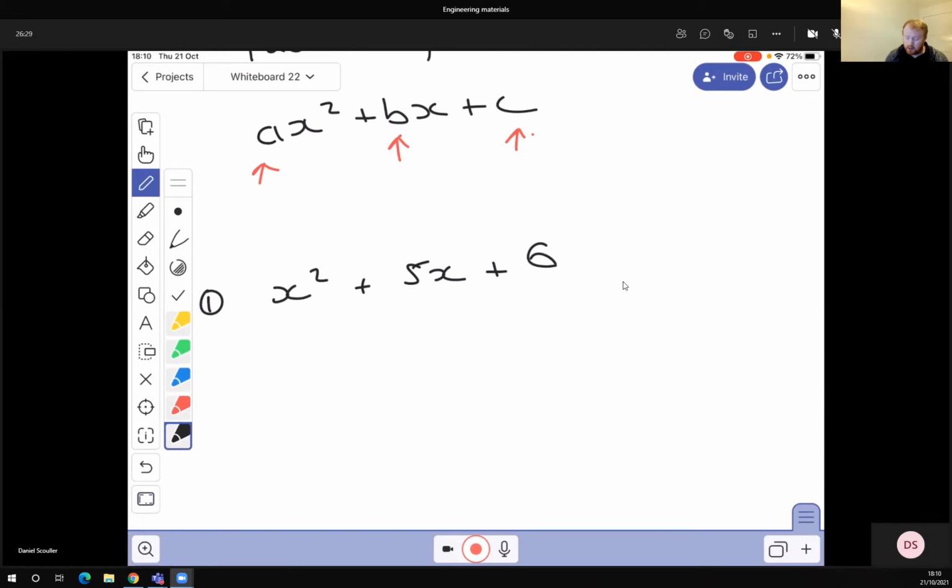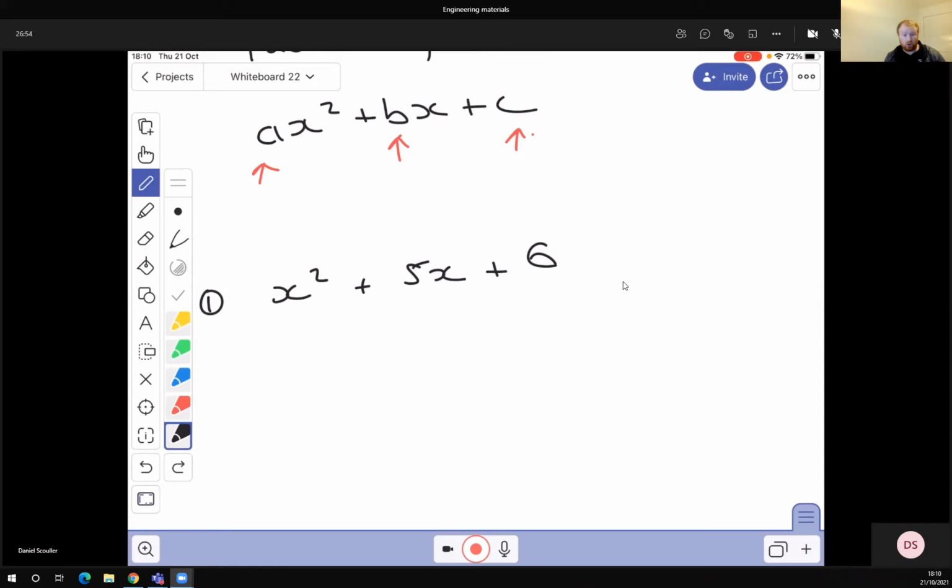We've got an x squared term, which is effectively written as 1x squared. But when we're doing algebraic functions, if there's only one of them, we don't write the number 1, so that's why you don't see it. So there's one of an x squared term, then there's 5x, then there's 6.